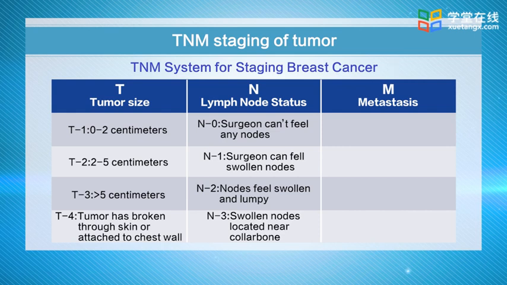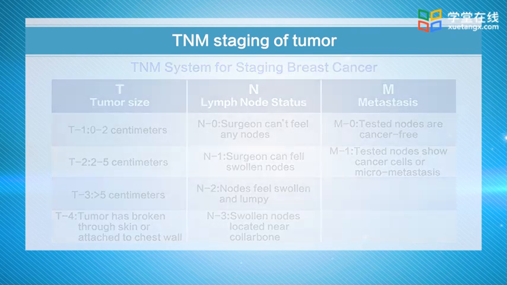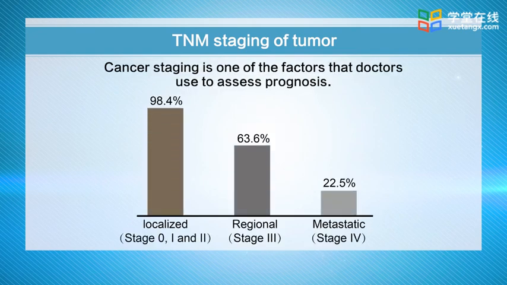M denotes metastasis. M0 means there is no cancer in distant sites, while M1 represents cancer found in distant sites. Cancer staging is one of the factors the doctor uses to assess prognosis. Very importantly, the cancer stage is also one factor that helps doctors plan the best treatments for patients with malignant tumors.